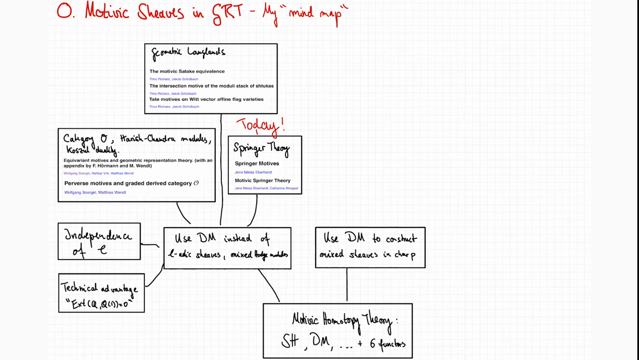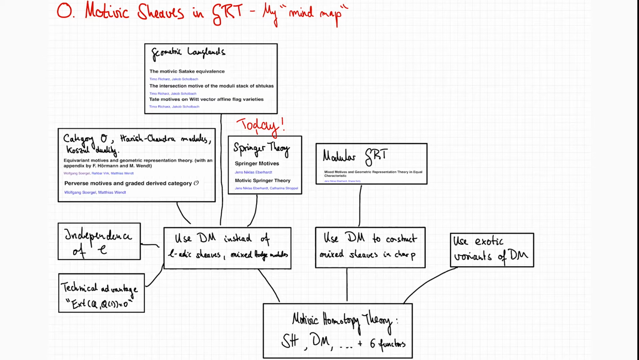So, but the DM, or you can define variants of DM, which also work with characteristic p coefficients. So here you could hope that you can use motivic sheaves to construct in a geometric way mixed sheaves in characteristic p, and then you can hope to apply this in modular geometric representation theory, where such categories would be needed. And that's a joint project where I am working together with Shane Kelly to try to pursue this idea.